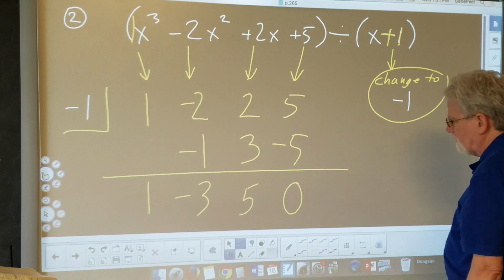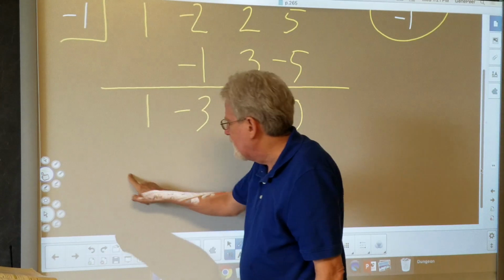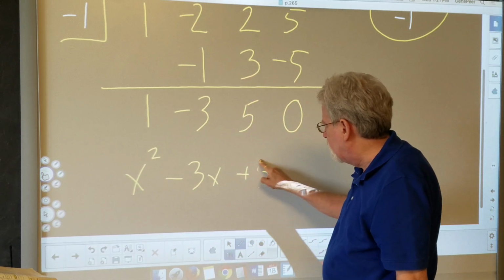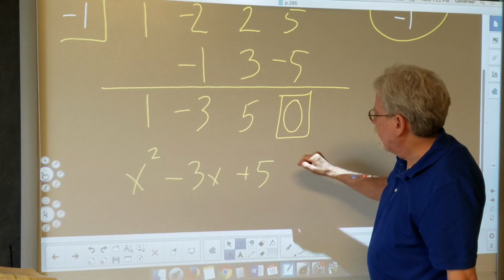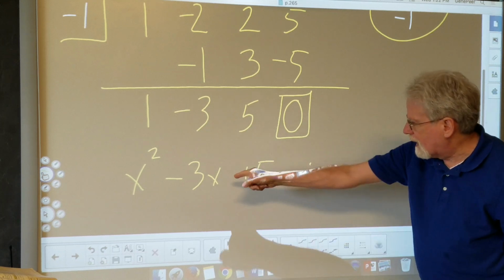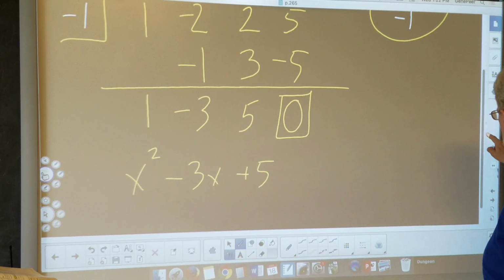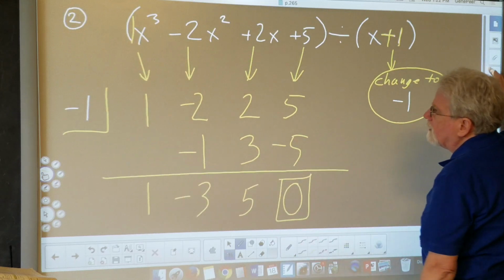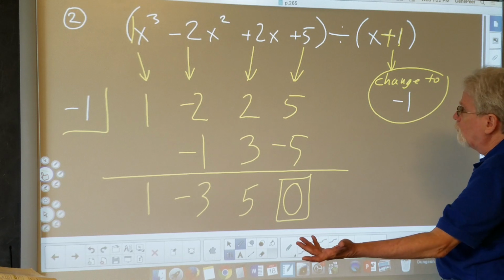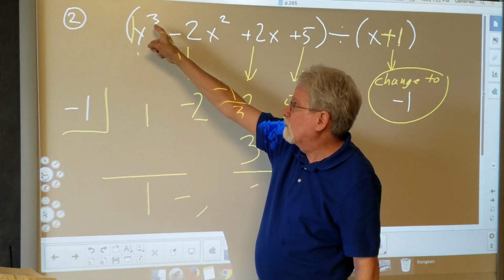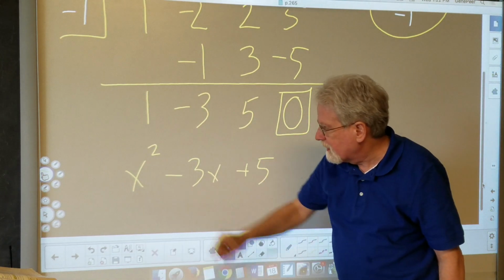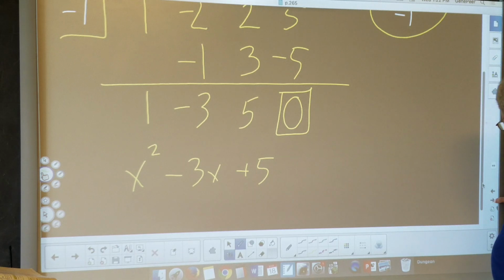What does that imply then? That tells you that your final result is 1x squared minus 3x plus 5 with a remainder of 0, so we don't care. We don't need to write remainder 0. That's kind of silly. That is our quotient. How do we know it starts with x squared? Because x cubed divided by x is simply going to be x squared. So you simply take that exponent and chop it down by 1, and that's your starting exponent down here. And that's it. We now move on to number 4.